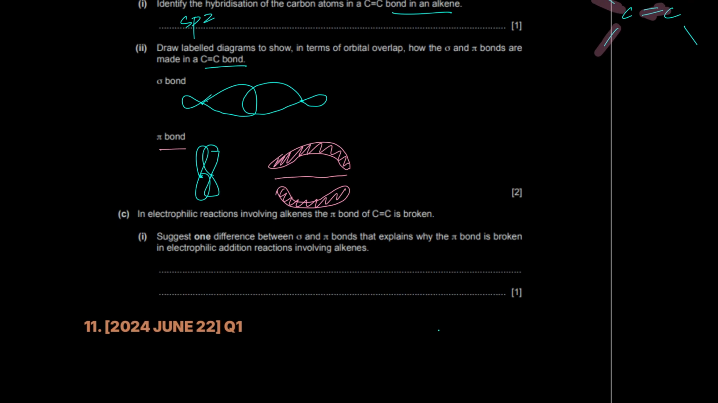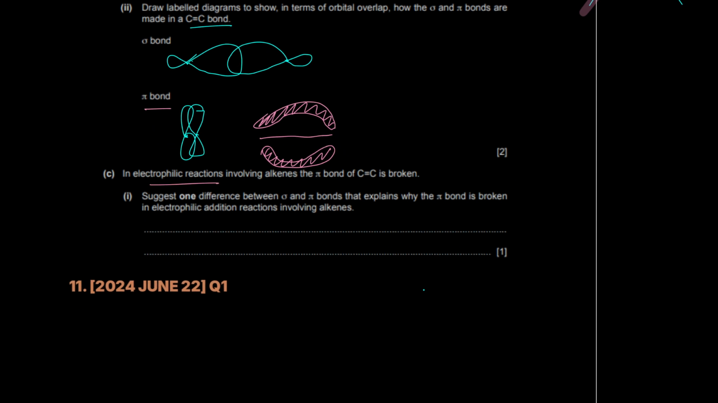In electrophilic reactions, I don't know what electrophilic reactions are for now, but they involve the pi bond of C double bonded to C being broken. Suggest one difference between the sigma and the pi bond that explains why the pi bond is broken in these reactions. Why would the pi bond be broken quickly compared to the sigma? Why isn't the sigma bond being broken? Why is the pi bond being broken? Because the pi bond is weaker compared to the sigma bond.